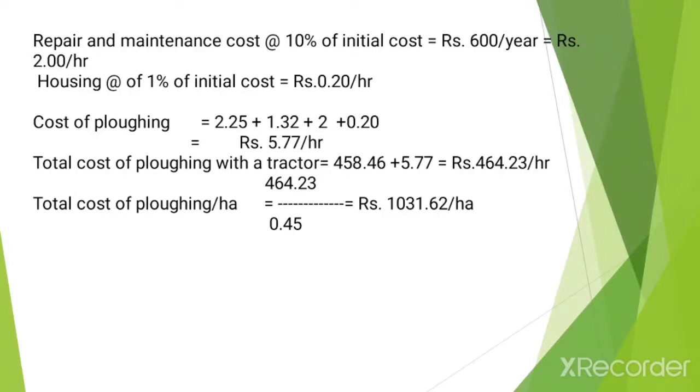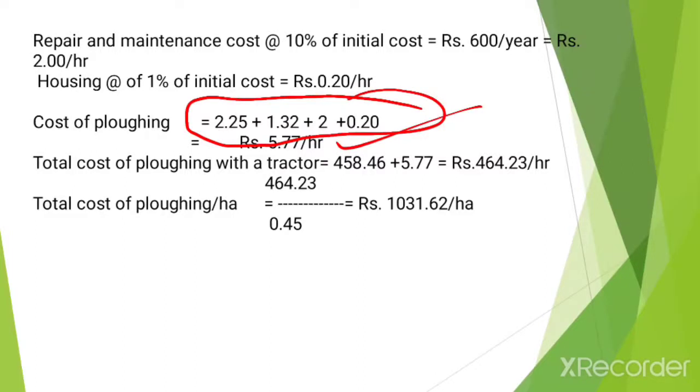The next, housing cost. Usually housing cost is taken as 1% of initial cost, so 0.20 rupees per hour. After that, cost of plowing. In the case of a plow, there is no requirement of insurance, so insurance cost is not considered here. So cost of plowing, by adding all these values, we get the final cost of plowing, that is 5.77 rupees per hour.